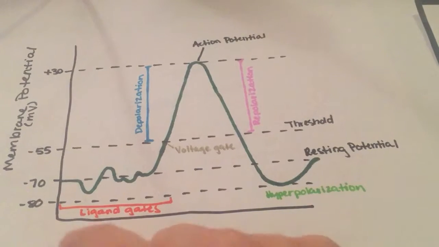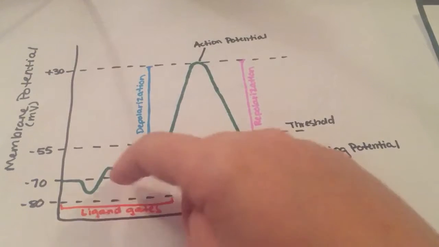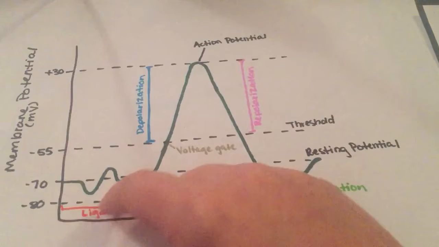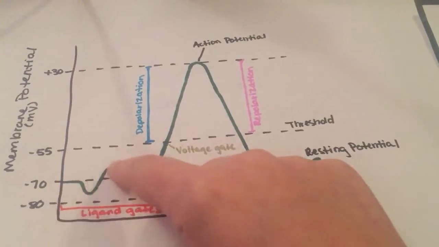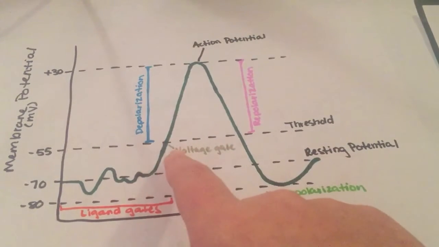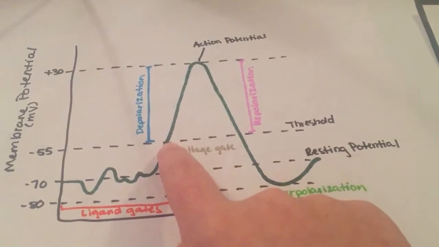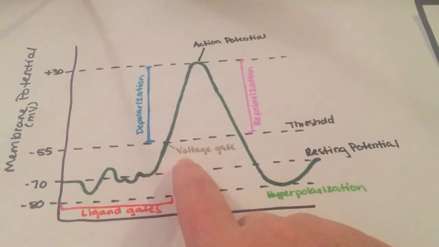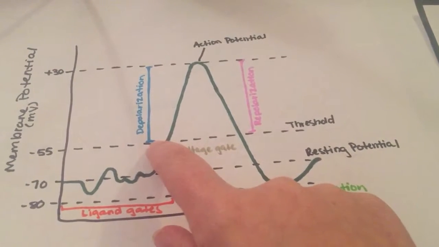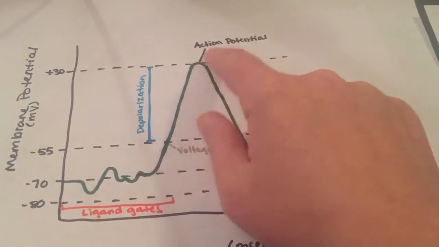the sodium gates being open with the ligand gates. So with excitatory stimuli, the membrane potential goes up, with inhibitory it goes down, and it keeps going up and down until there's enough excitatory stimuli to kind of outdo the inhibitory ones and get the membrane potential up to negative 55 or threshold. At negative 55, the voltage gate opens up. Sodium ions flood into the cell, depolarizing the membrane up to positive 30. Positive 30, the action potential is released.